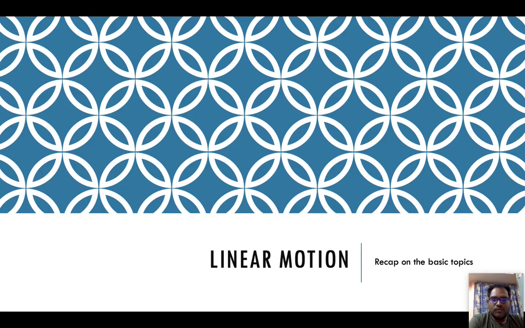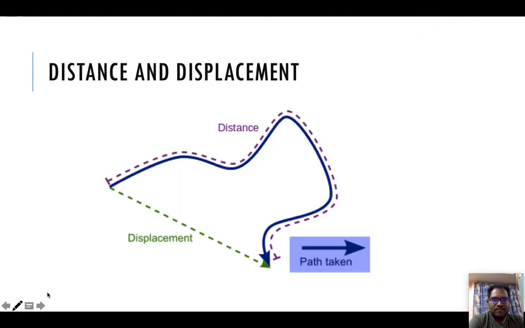Hi all, so in this particular video we'll look into the basics of the linear motions that we have already seen in the beforehand stage. Sometimes it is also referred to as rectilinear motion, right? So we'll start with the basic definition of what we mean by distance as well as displacement, right?